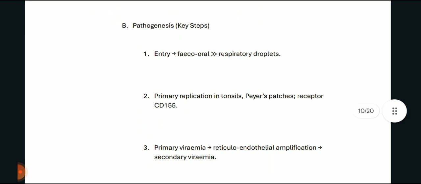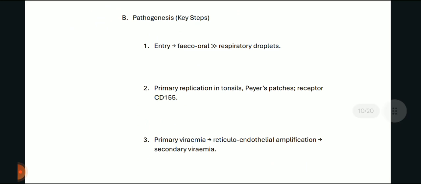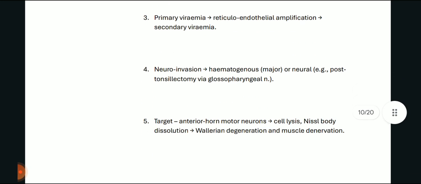What are the pathogenesis steps? First up is the entry by fecal-oral route, most common, with less chance of respiratory droplet infection. Now, the primary replication is there in tonsils and Peyer's patches. The receptor is CD155. Next up, it results in primary viremia, reticuloendothelial amplification, and leads to secondary viremia. The virus first circulates in the blood.